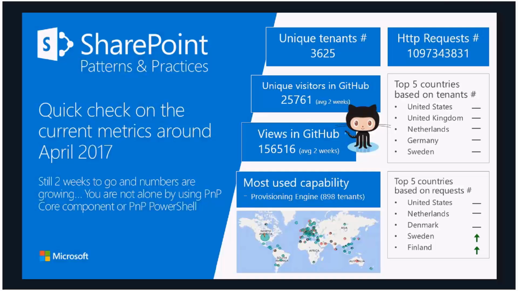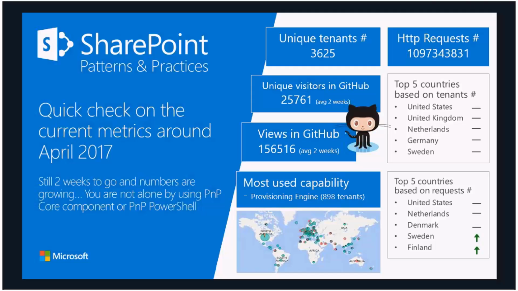The views in GitHub are already 156,000, so there are quite a lot of people actually watching what we are doing across the SharePoint repositories and the PnP repos. The PnP Provisioning Engine has already been used this month in 898 tenants, which is pretty impressive considering the fact that we are halfway through the month and we do not have all of the statistics yet for the whole month. So we're going to hit something like 1,300 or 1,500 on the provisioning engine.